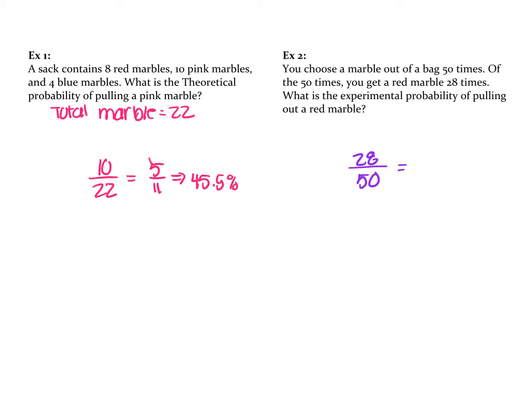So then I would write this, and I'm just going to simplify this fraction. And I'm going to get that my answer will be 14 over 25. So then our biggest job is just to decide, is it experimental, is it theoretical, and then go from there.